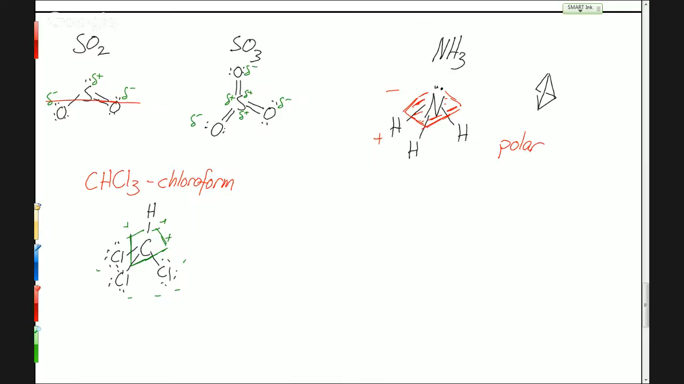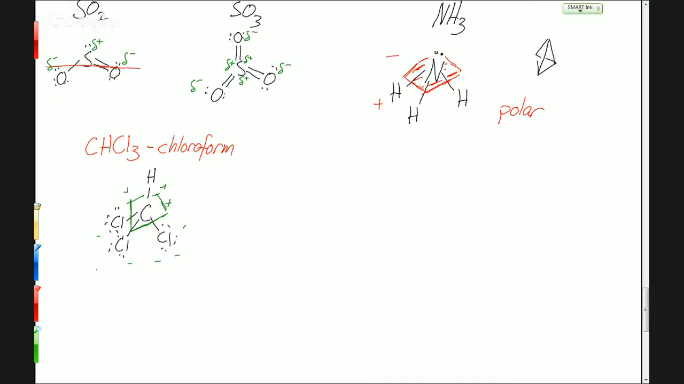In fact, it's very volatile, which is why it used to be used as an anesthetic, because it vaporizes very easily. And now we know it's a carcinogen. We don't use it anymore, but it can still have dangerous vapors.